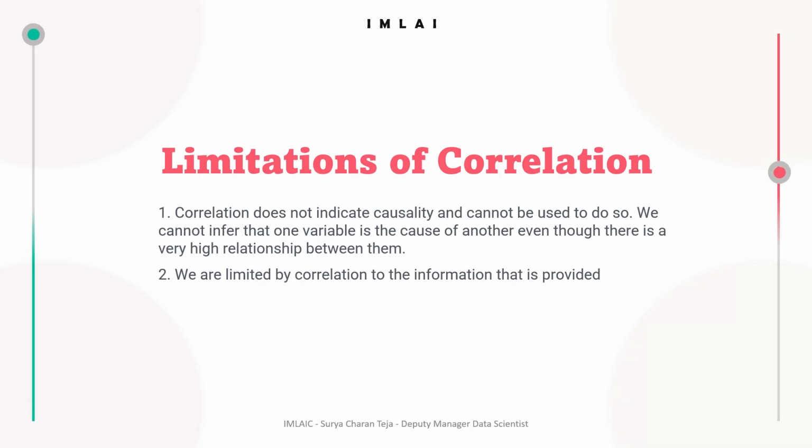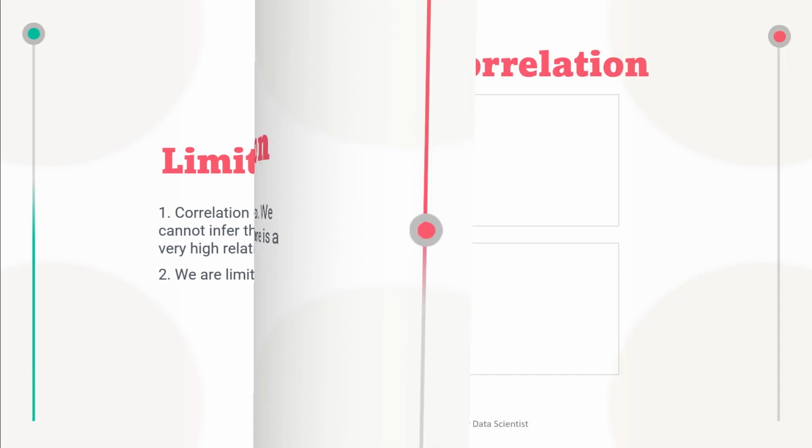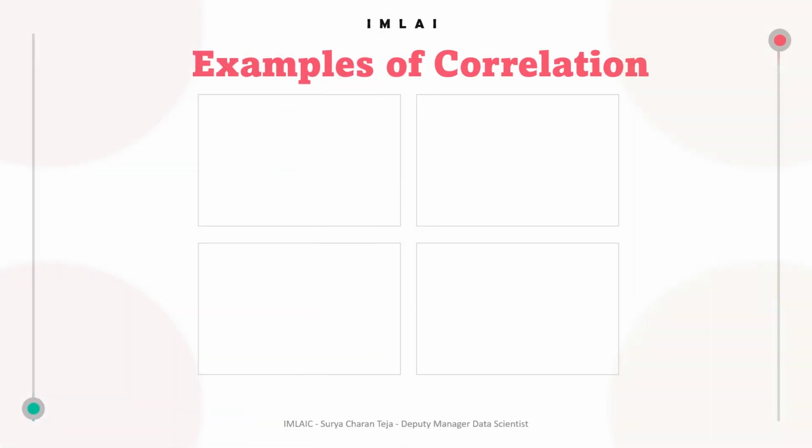So now let's look into some of the examples of correlation, and then we'll wrap this up. Let's understand some real life examples and see what a negative correlation means, what a positive correlation means, and what no correlation means at all.